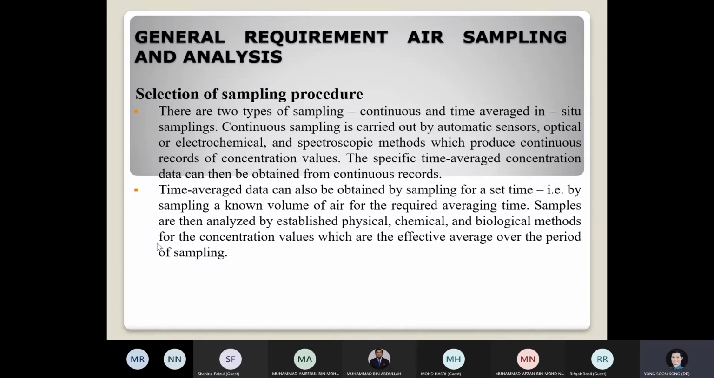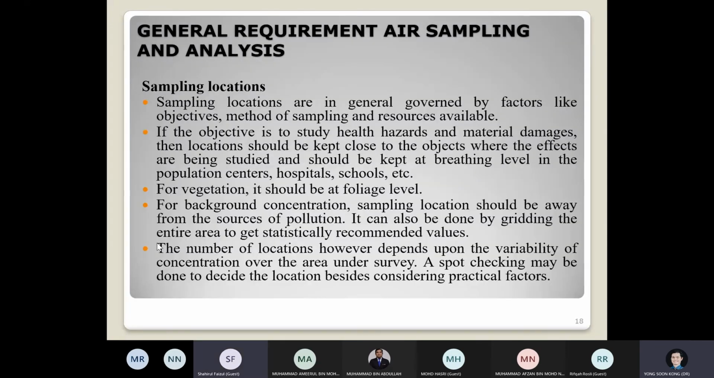Okay, sampling location, very straightforward. Identify the source, if you can. Then you establish a transect or judgmental sampling towards the area of interest, like the general population and whatnot.